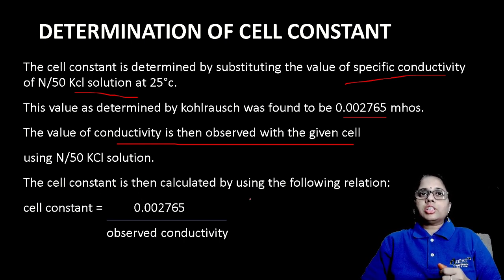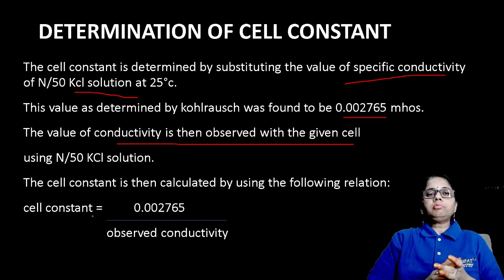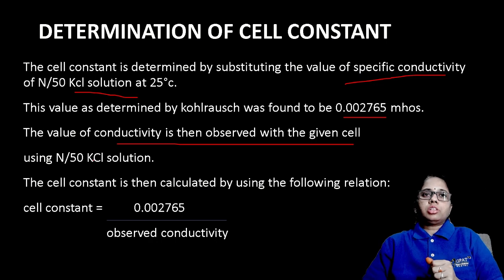So the cell constant is then calculated by using the following relation. That is, cell constant equal to 0.002765 divided by observed conductivity. Okay, so this is what they have developed. That means it is going to be corrected.